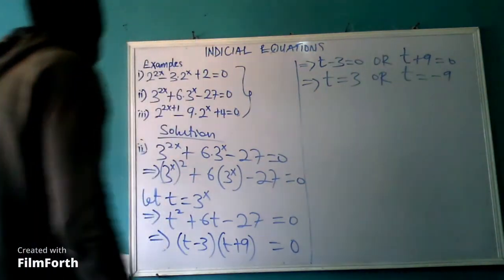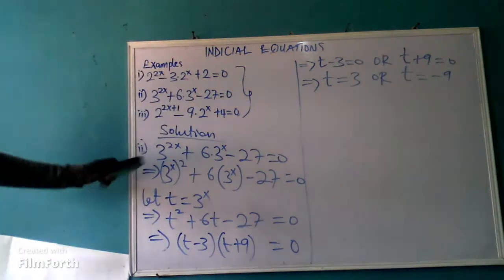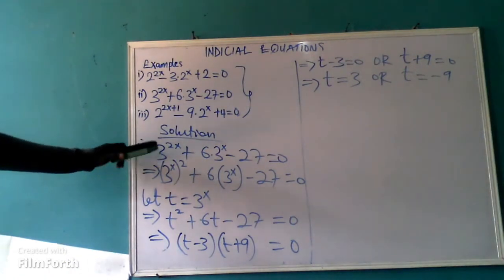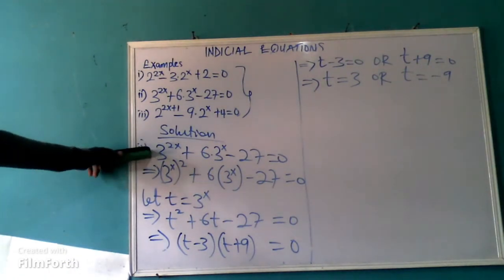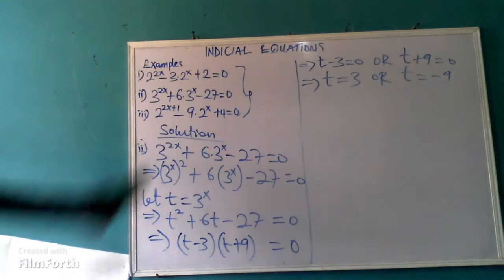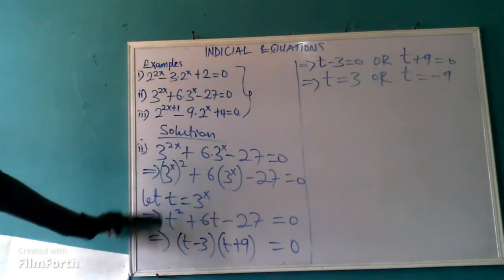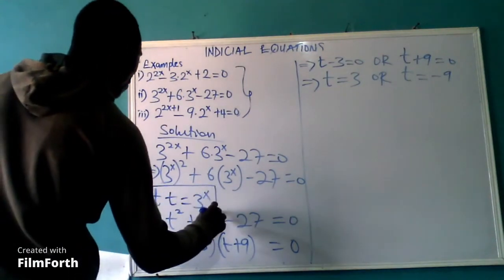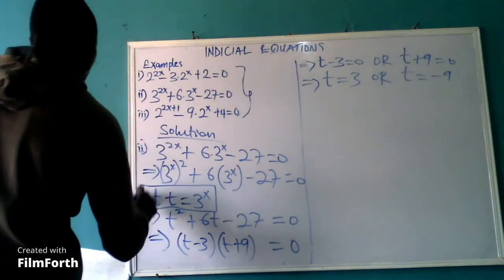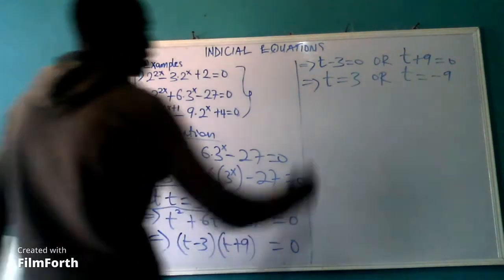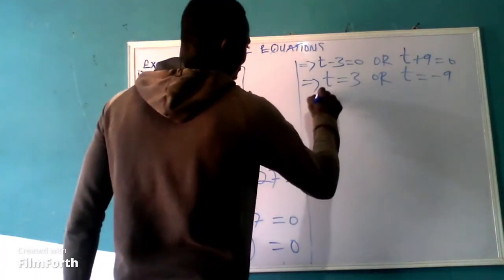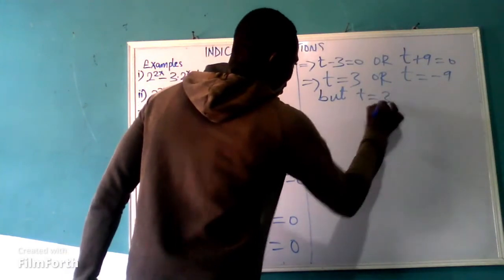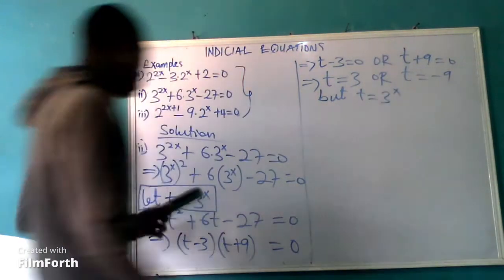But the equation that we are given in the question is in terms of x, not in terms of t. We just use t here to do our transformation. Therefore, you have to substitute whatever value you get for t back into this equation, by reminding yourself that t equal to 3 raised to the power x.